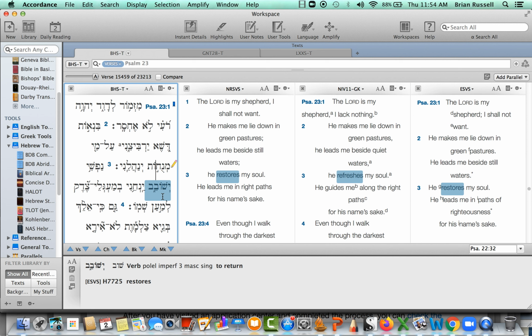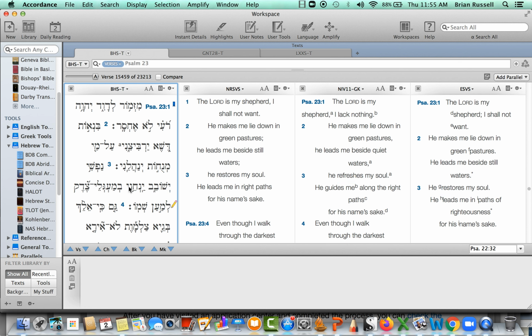So basically, to analyze a polel, which you'll rarely find, it's when there's a verb that has only two strong consonants, with either a yod or a vav in the middle. This is how you make a pi'el out of it. So we can just say this is a factative. So he is literally causing my soul to return. He's restoring, refreshing my soul is where that translation comes from.